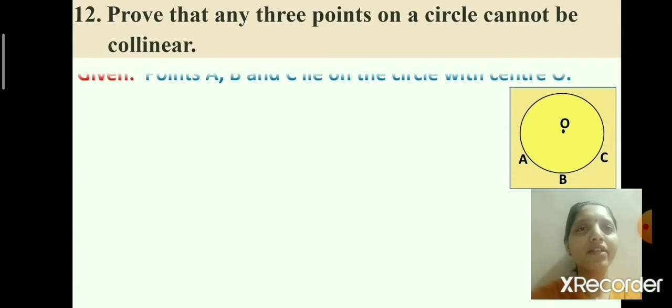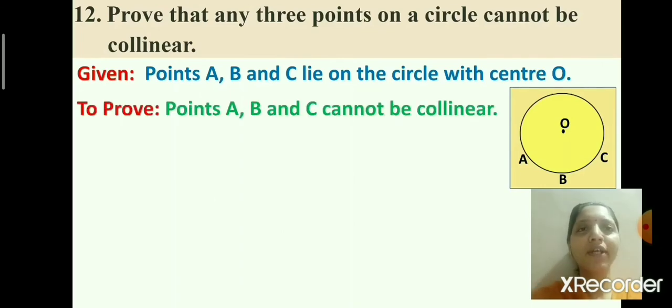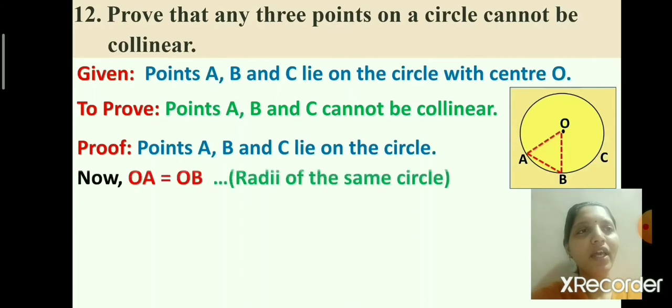Okay. So let's start with the given part. Points A, B and C lie on the circle with center O. What you have to prove is points A, B and C cannot be collinear. So let's start with the proof here. Points A, B and C lie on the circle. So join AO, join OB and join seg AB. So what can you write here? Therefore OA is equal to OB. Reason is radii of the same circle.